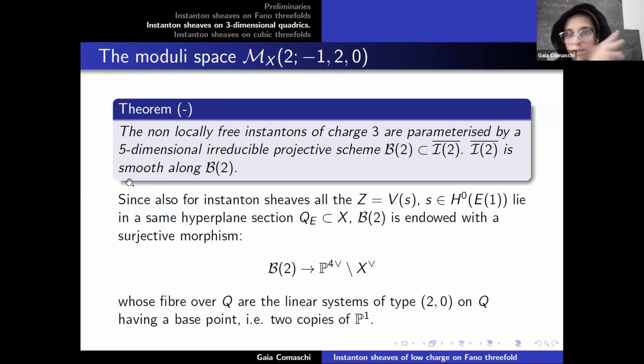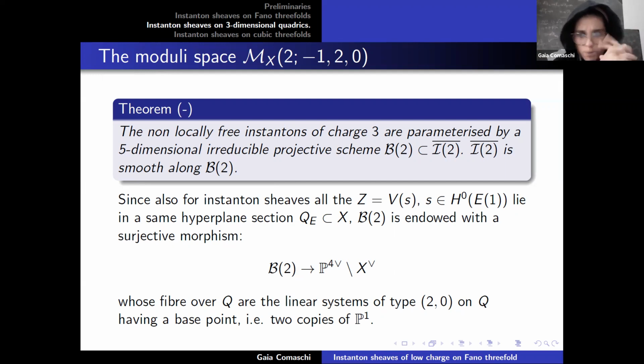So summing up, we have just found one instanton component, and this 6-dimensional instanton component is smooth along the entire family that parameterizes non-locally free instanton sheaves. So how to prove this?